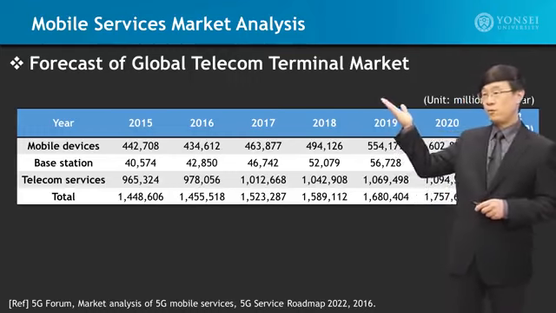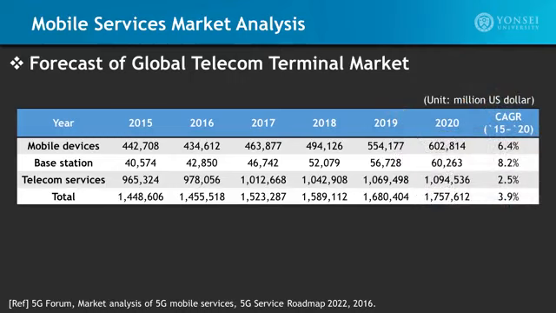We will start with the forecast of the global telecom terminal market. Looking over here for the years of 2015, 16, 2017, 18, 19, and leading on to 2020. But first, the overall performance is evaluated based on CAGR, where from the years of 2015 to the year of 2020, you can see the percentage numbers provided.